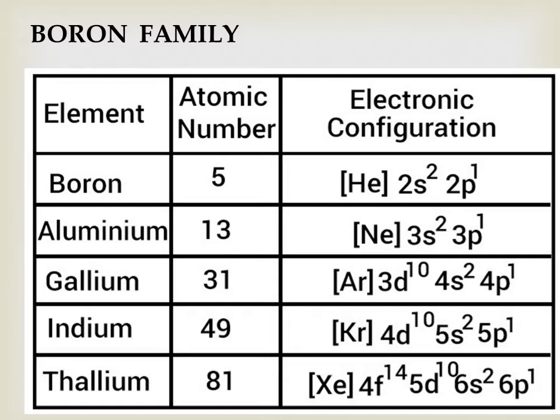So students, over here n is the principal quantum number, and as we go down the group, the principal quantum number increases by 1 unit. So for boron it will be 2, for aluminium it will be 3, for gallium it will be 4, and so on. My dear students, you can see that in the valence shell there are 3 electrons for group 13, that is the boron family. 2 are occupied by the s subshell and 1 is occupied by the p subshell.